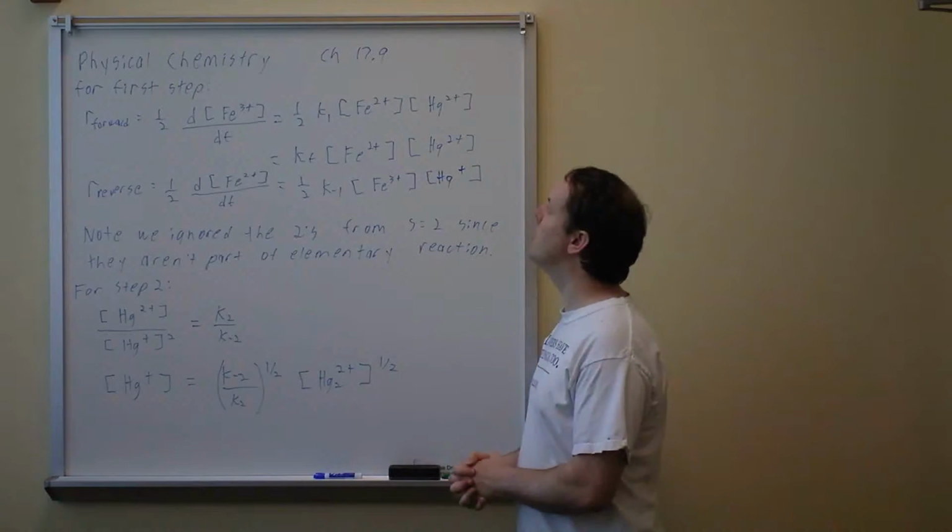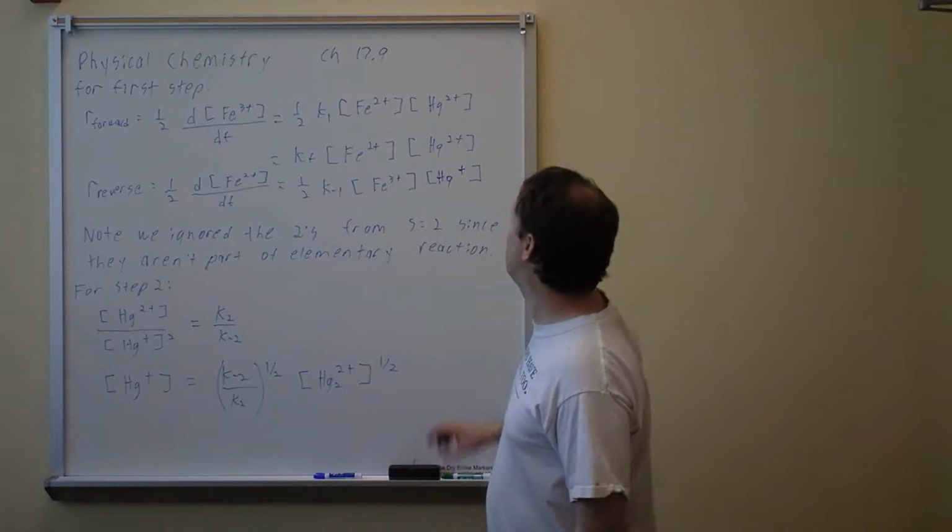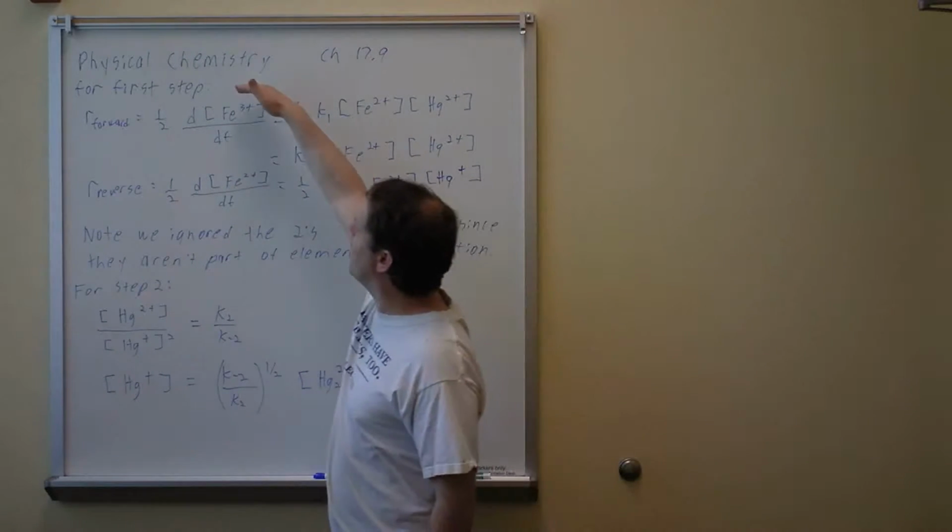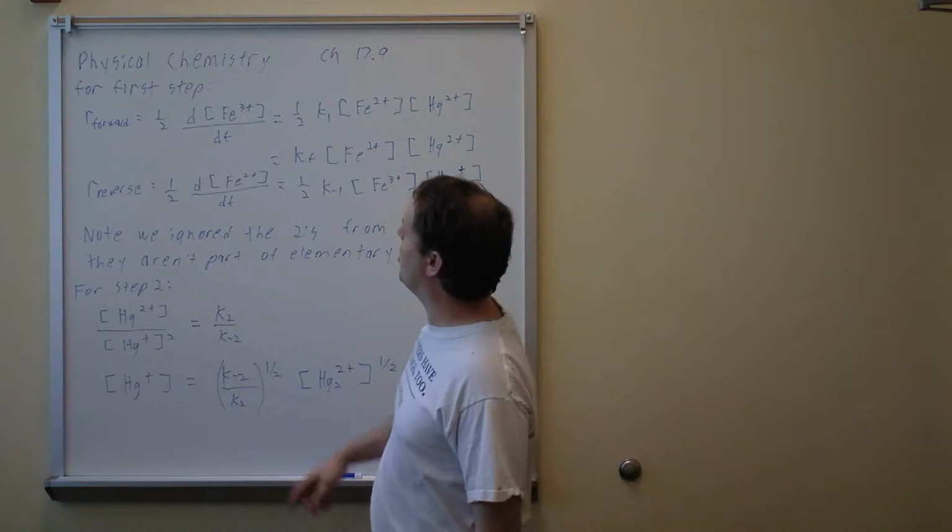Okay, continuing on physical chemistry, chapter 17, still in section 9. So that same example reaction. Now we're going to look at the first step of that mechanism, the proposed mechanism.